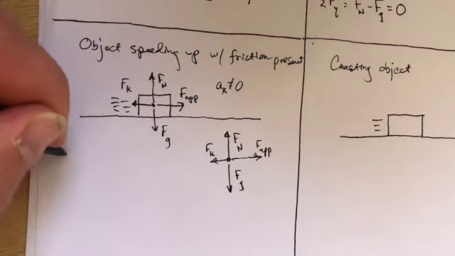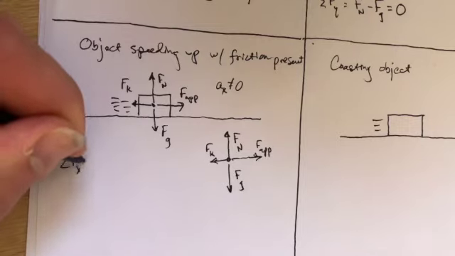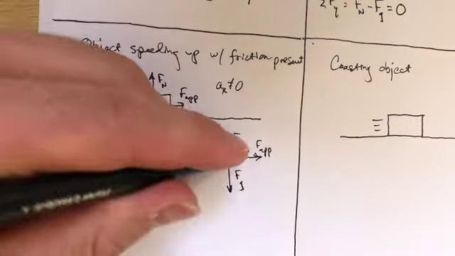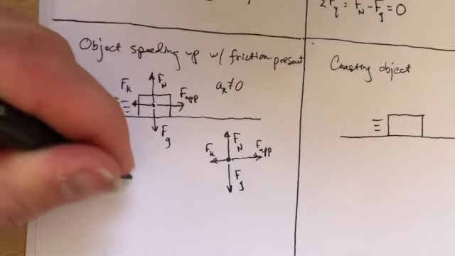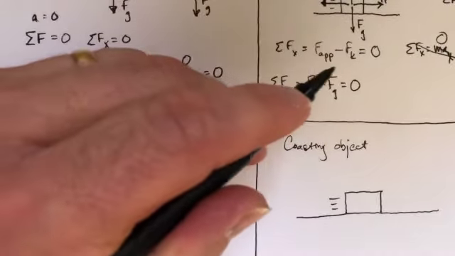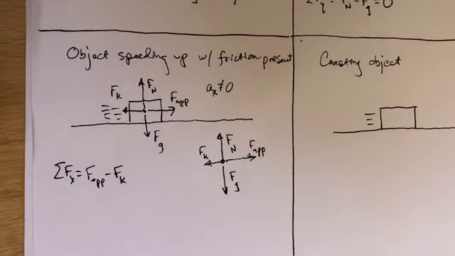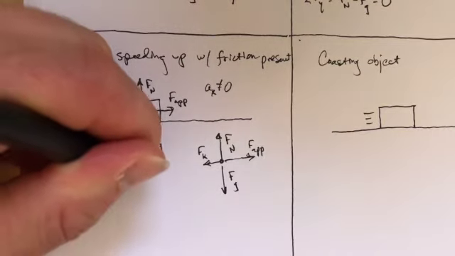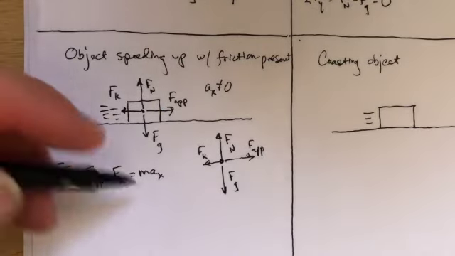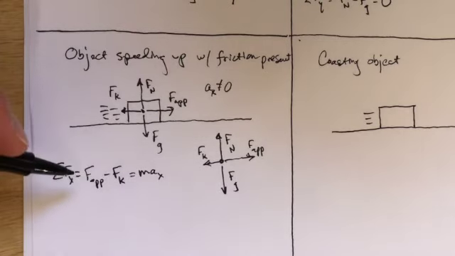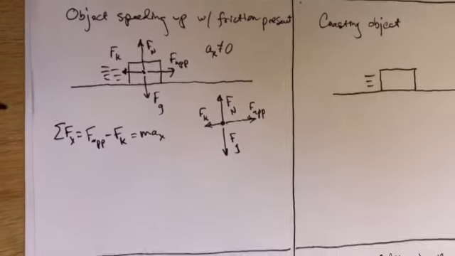So when I sum up my forces, I go F sub x equals F applied minus F sub k, just like I did up here. But there, it was 0 because it wasn't accelerating. Now it is accelerating, and so I'm going to have to leave it as MAX. I don't know what the answer is here, but this is the correct equation to describe that motion.